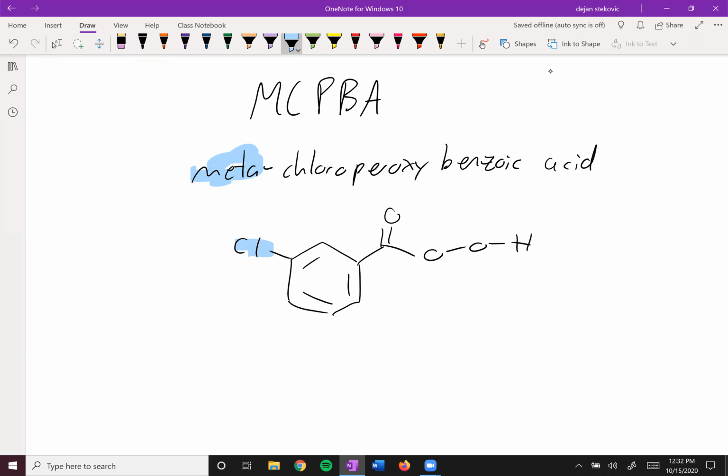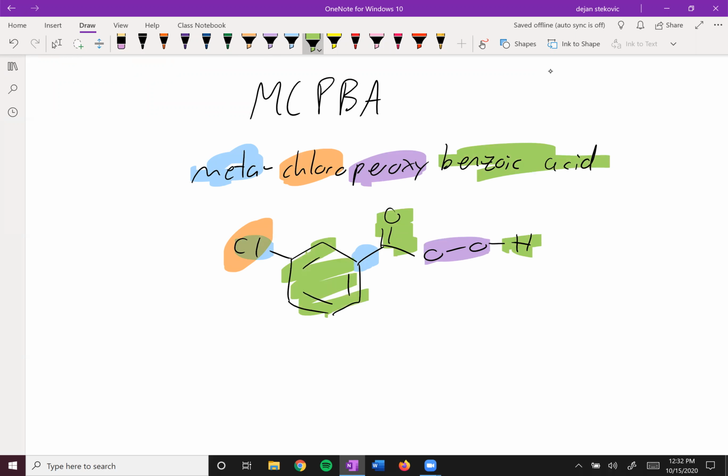The meta here just refers to the positioning of these two substituents on this benzene ring. The chloro obviously stands for the chlorine here. The peroxy stands for this peroxide right here. And then the benzoic acid corresponds to the rest of this molecule, right? We've worked with benzoic acid in lab. You can see that we've just added an extra oxygen to make it a peroxy acid.